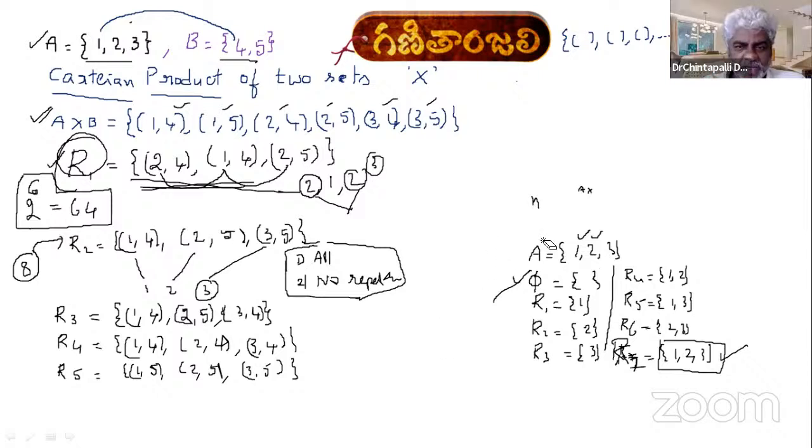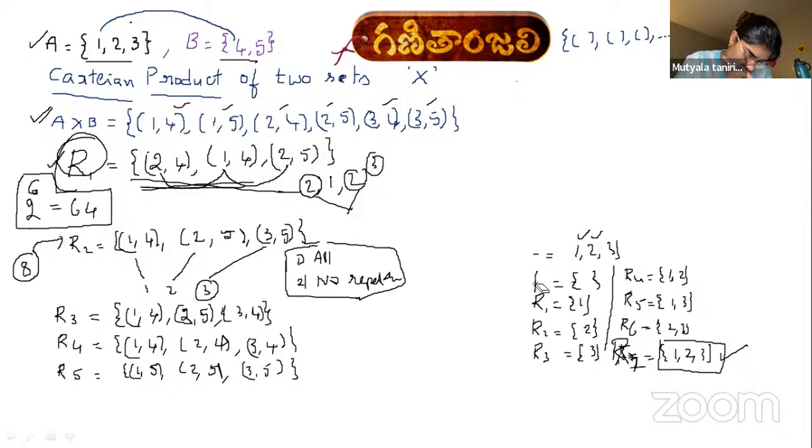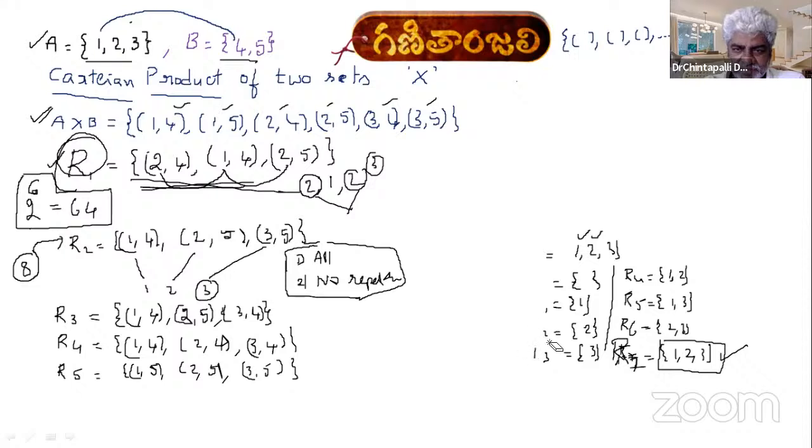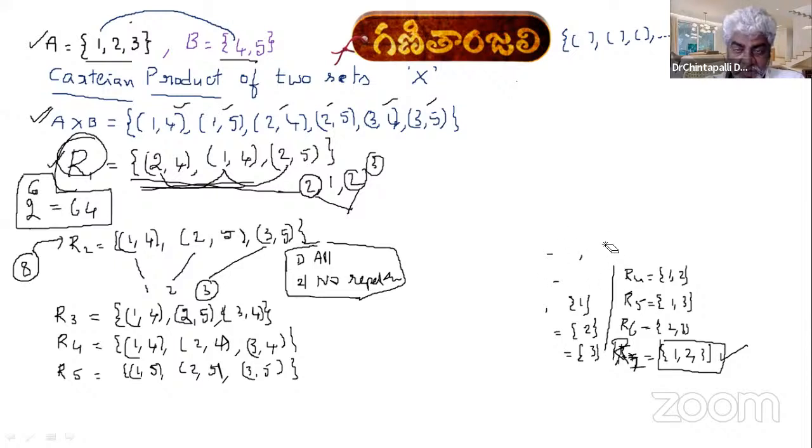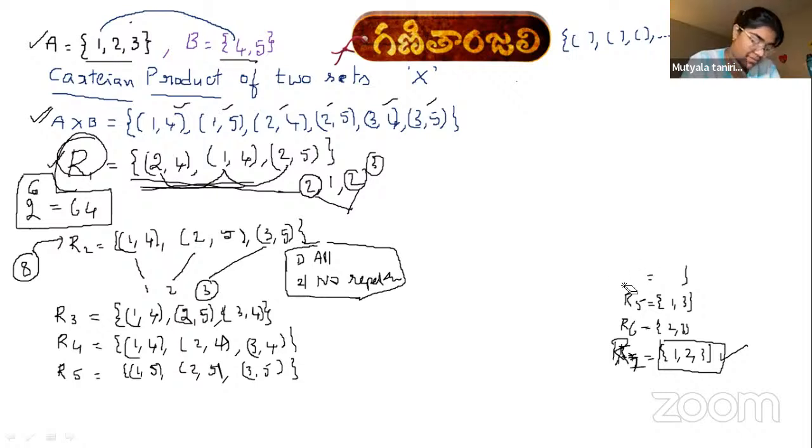Can you imagine how many functions can be created from this A cross B? We have already created 4 functions. How many functions can be created? The total number of subsets is 64 only, so the number of functions is less than 64.